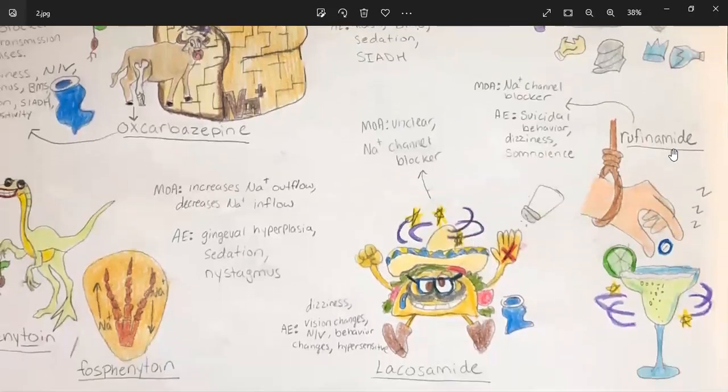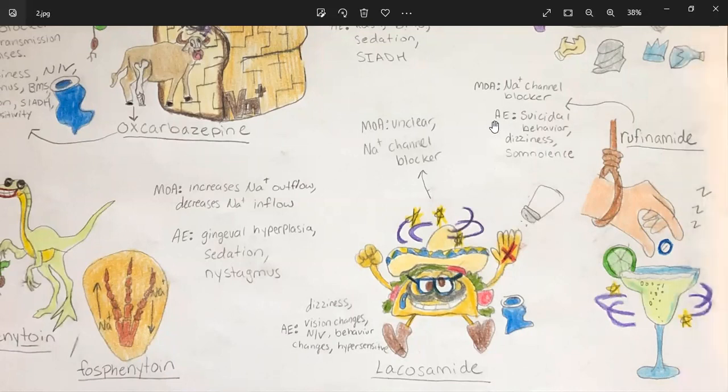And then last on this page is rufinamide. So this is demonstrating like someone's being roofied. There's roofies, whatever, however you want to say that. And this is a margarita with some salt on the rim. Salt for, again, like a sodium channel blocker.